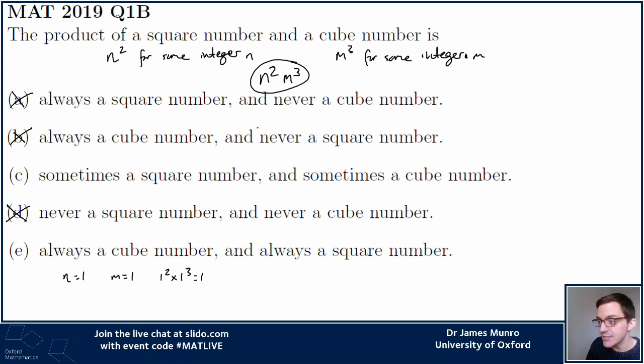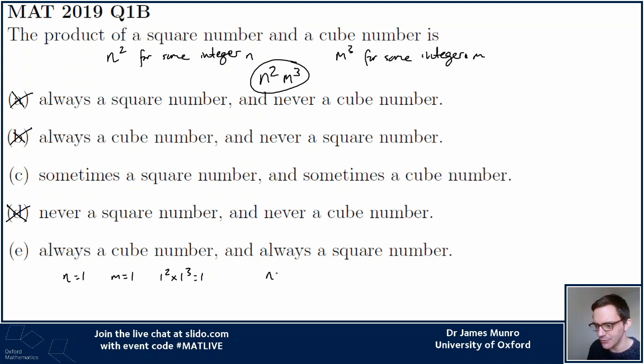And B, similar statement about squares, this is sometimes a square number. Okay, that leaves me with C and E. Is this thing always a cube number and always a square number? Or is it just sometimes a square number and sometimes a cube number? From my only example so far, I can't tell, because the example I've got, there it is a square number and a cube number. Okay, I've made this 1 times 1 fact go quite a long way.